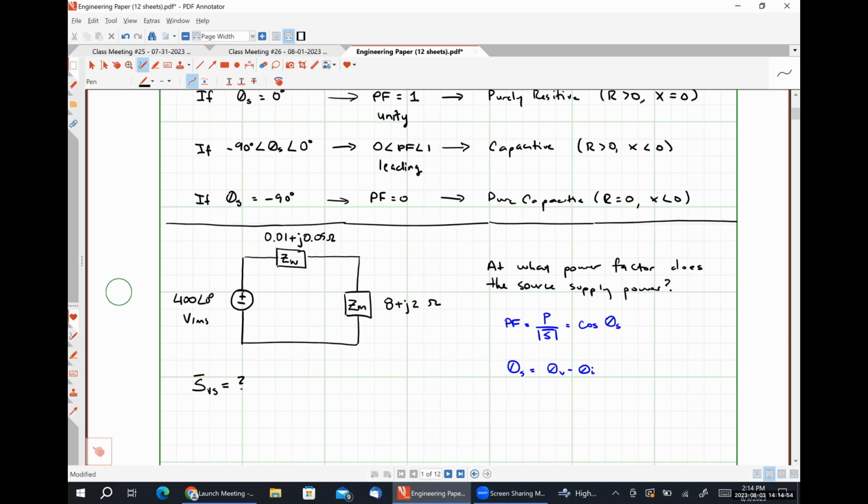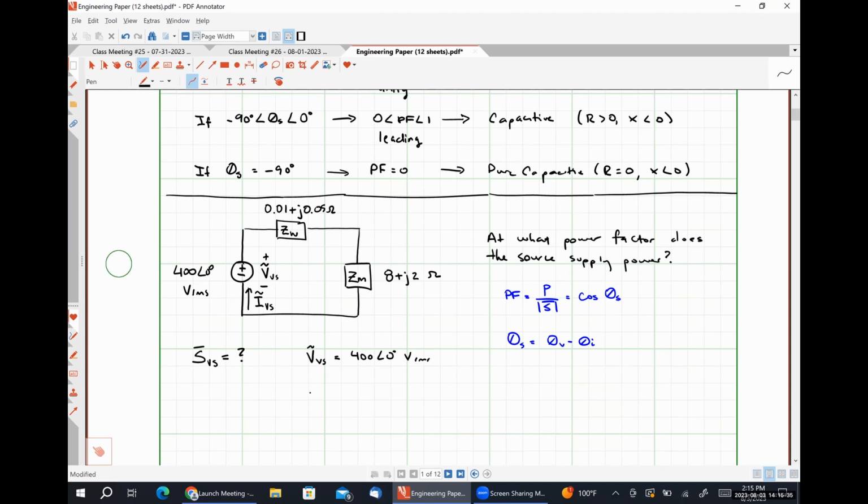Absolutely right. Okay. So we are going to need to know the voltage drop across our source, the RMS voltage drop across our source, and the RMS current flowing into the negative polarity terminal, because I'm asking for supplied power. So I feel pretty strongly that the voltage drop across our source is 400 angle 0 degrees, because I literally told you that's what it is. How are we going to find that current?